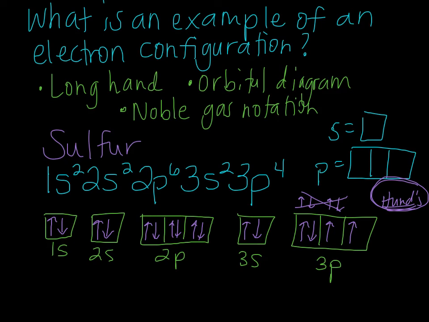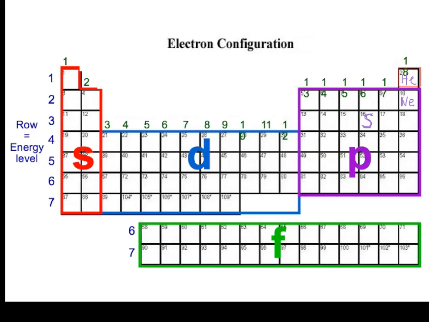Okay, so now let's do a noble gas notation. Now in order to do noble gas, you have to find the noble gas on the row before it and put that into a bracket, and then you're going to only write the remaining electron configuration after that. So in order to do noble gas notation, you're going to have to take another look at the periodic table. So let's go back to that very quickly.